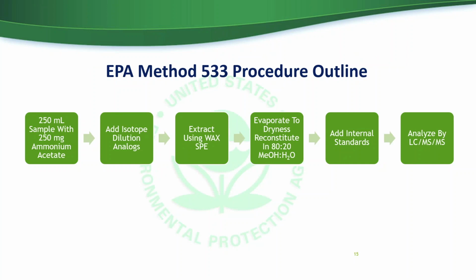So the final method procedure then, we start with a 250 milliliter sample, which has ammonium acetate in it at the sampling. Add the isotope dilution analogs, extract with the WAX SPE, evaporate to dryness, reconstitute in 80-20 methanol water, add internal standards, and then analyze by LC-MS.